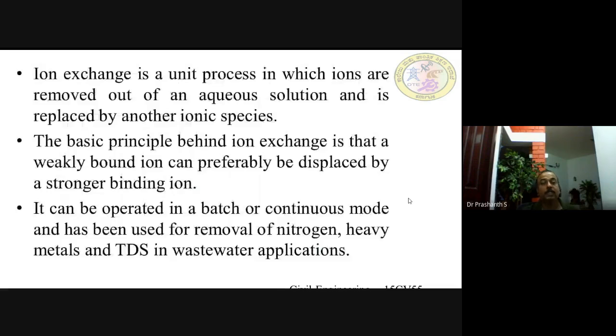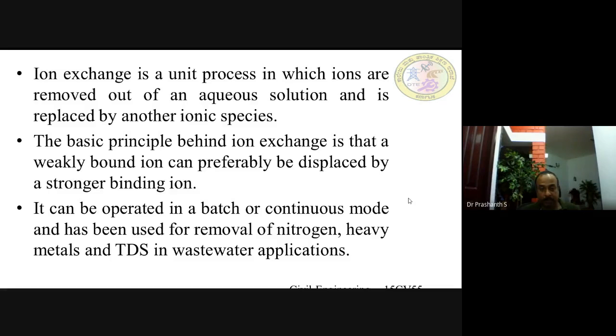Ion exchange is a unit process in which ions are removed out of an aqueous solution and replaced by another ionic species. The basic principle behind ion exchange is that a weakly bound ion can preferably be displaced by a stronger binding ion. It can be operated in a batch or continuous mode and has been used for removing nitrogen, as I said, removal of heavy metals, and removal of total dissolved solids in the wastewater.